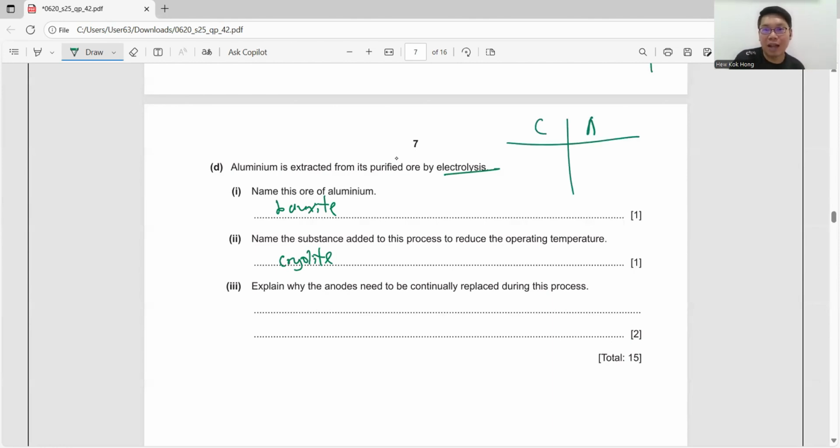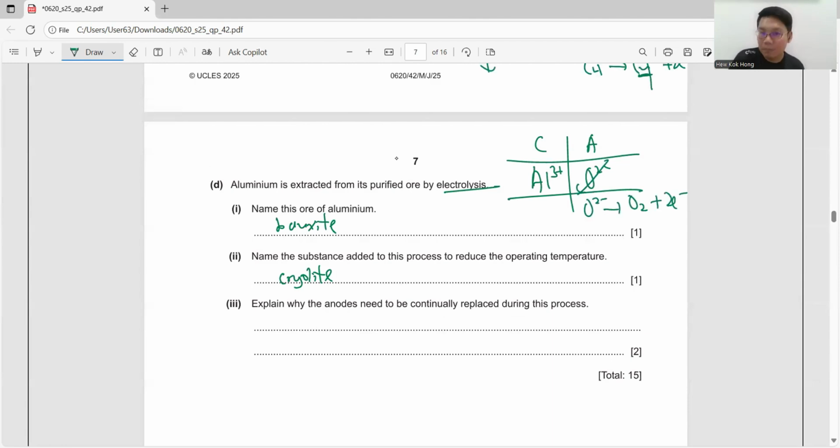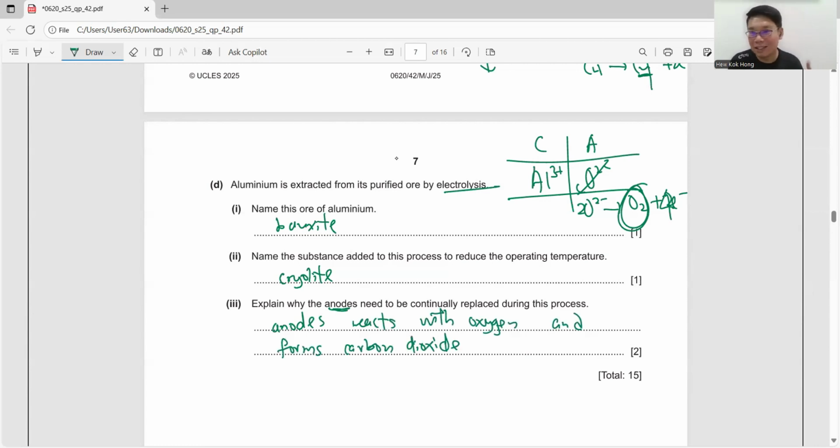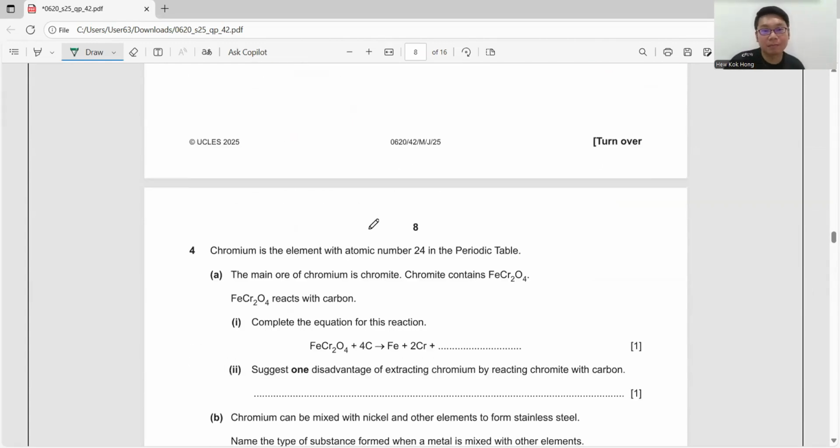Here we know cathode, anode, aluminium oxide, we have these. Obviously, the anode here will keep producing oxygen. This oxygen will react with the anode. The anode we are using is graphite, which is carbon, so it will keep forming carbon dioxide. So you can see the carbon will become thinner and thinner, so we must replace them.